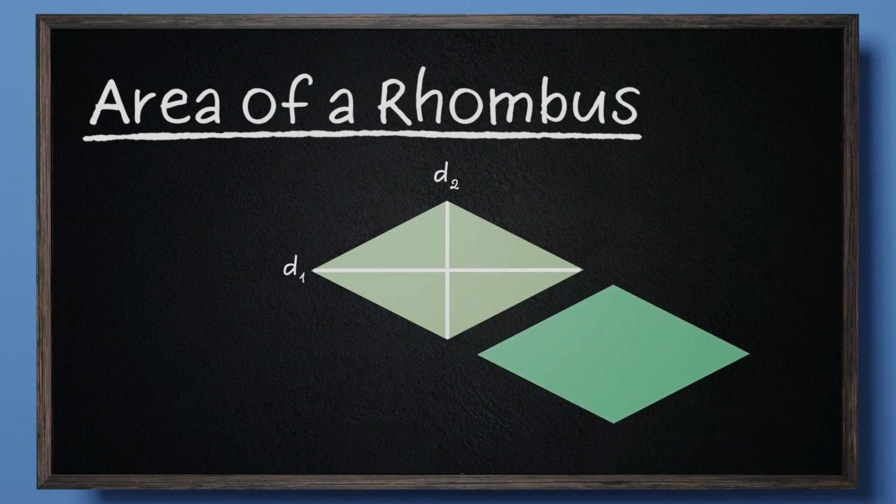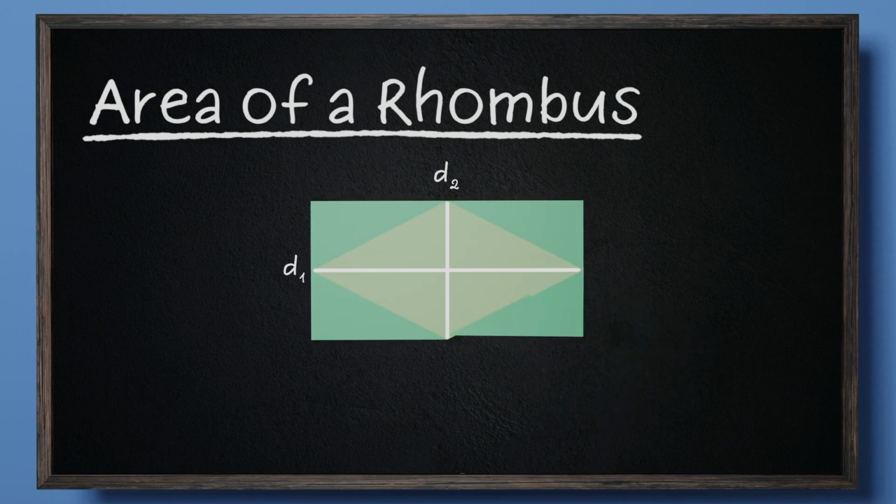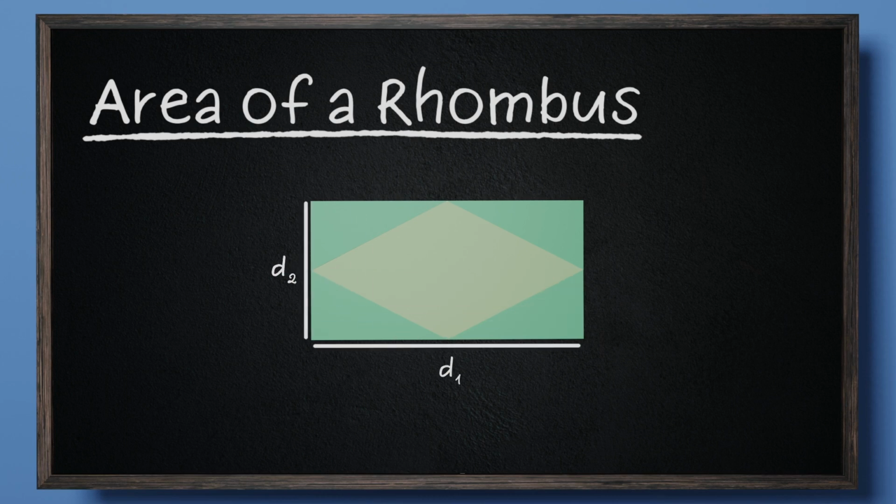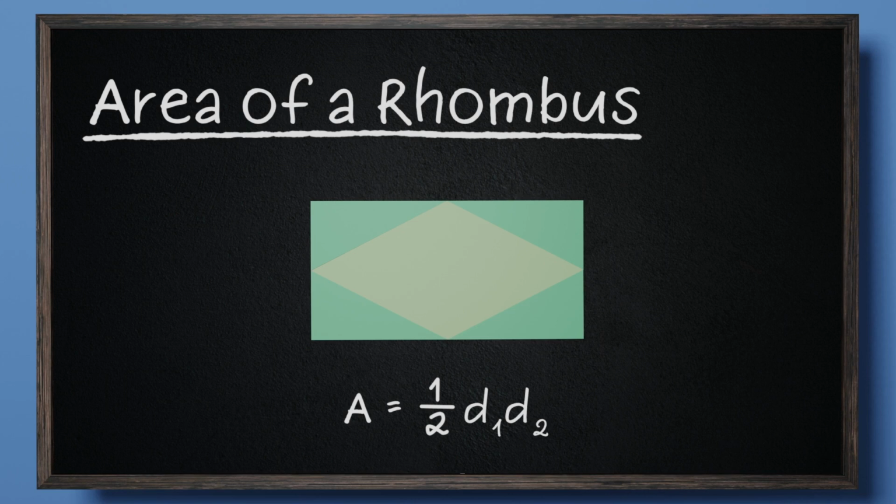If we make a copy of this rhombus and slice and rotate these four triangles and add them here, we have now made a rectangle that is as long as D1 and as wide as D2. If the area of the rectangle is length times width, which in our case is D1 times D2, then the area of one rhombus would be half of that value, since the rectangle took 2 rhombi to construct. The formula for the area of a rhombus is also A equals 1/2 times D1 times D2.